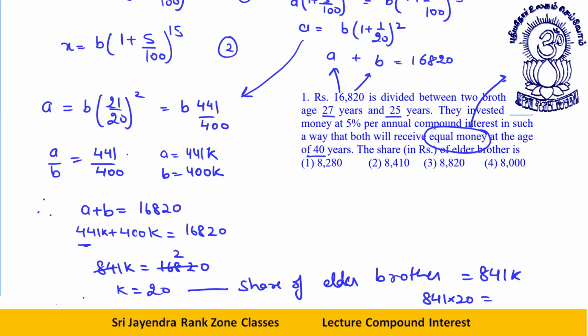Sorry. Oh my goodness, what am I doing? 441k, okay. 441 into 20, that is 8820 rupees. Do I have any such option? Yes. This is the conventional way of solving this.